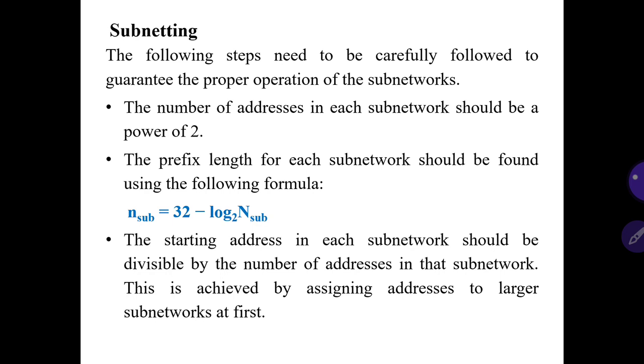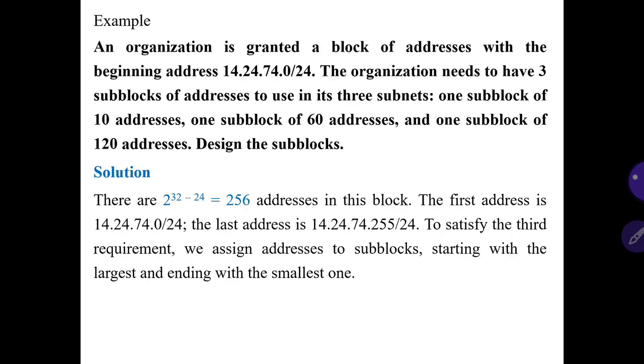The starting address in each subnet should be divisible by the number of addresses in that subnetwork. This is achieved by assigning addresses to the larger subnet first. So first we have to assign the group having the maximum number of addresses, and next come to the others in a decreasing way.